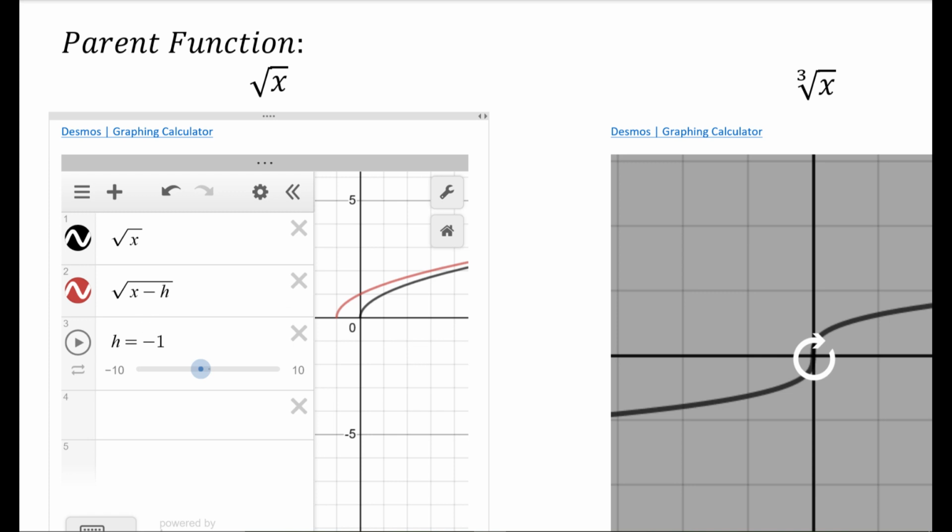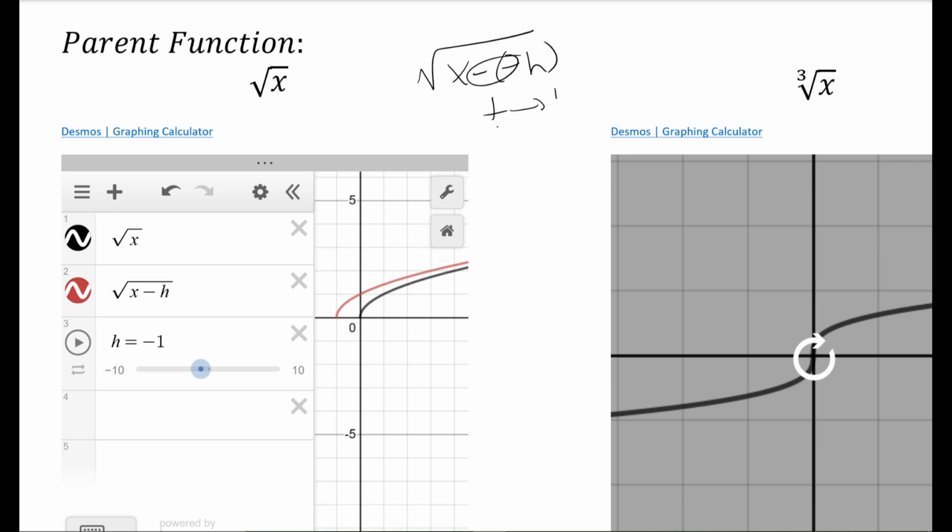If H is negative, in this case, it's going to shift it to the left. And the reason being is that if H is negative, then you're going to have here x minus -H, and two negatives make a positive, right? So it's really x plus H. However, instead of saying that this goes to the right, you say that it goes to the left, okay? So if H is negative, it means left.